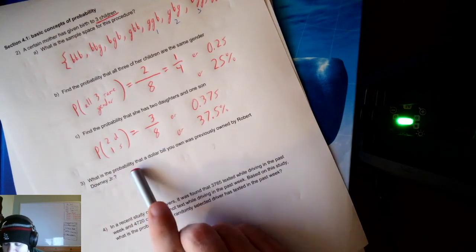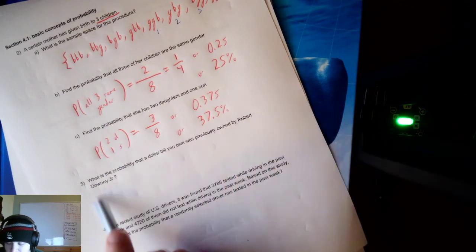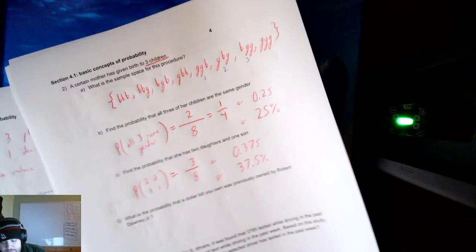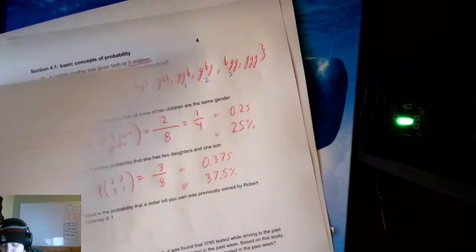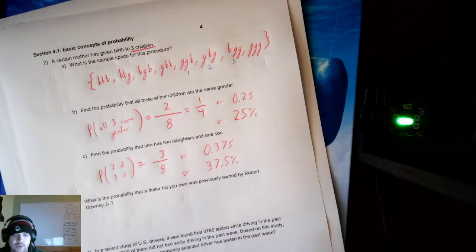What is the probability that a dollar bill you own was previously owned by Robert Downey Jr.? Now, I have 3 options for my approach. Let's look at the classical approach first. Can I write all possible outcomes for this procedure? No, there's way too many dollar bills in the country, right? There's no way I can track down every dollar bill and who owned them previously. There's no way I can write out all the possibilities. So I know it's not the classical approach.